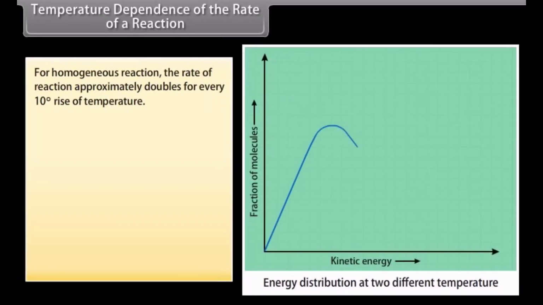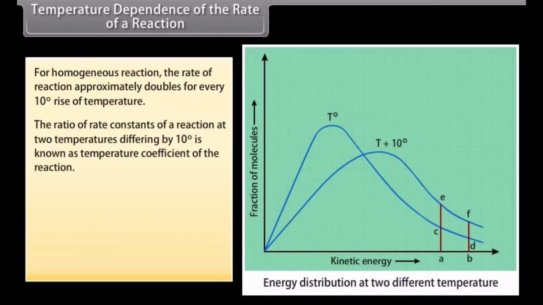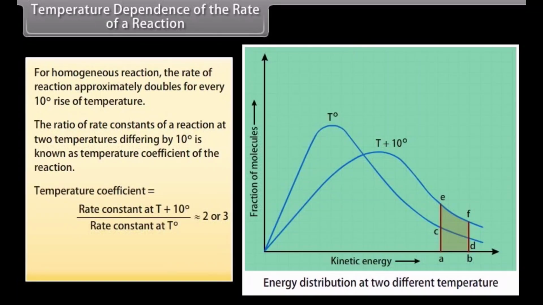Temperature dependence of the rate of a reaction. For homogeneous reaction, the rate of reaction approximately doubles for every 10 degree rise of temperature. The ratio of rate constants of a reaction at two temperatures differing by 10 degrees is known as temperature coefficient of the reaction. Value of temperature coefficient for most of the reactions is close to 2 and in some cases it approaches 3. When the temperature is increased by t plus 10 degrees, the curve flattens.